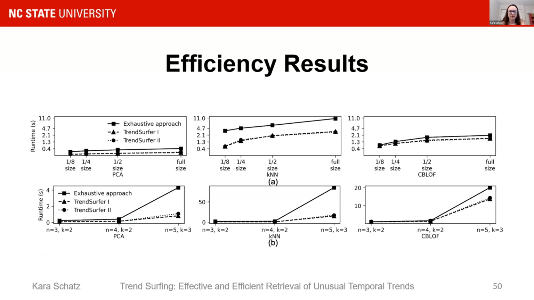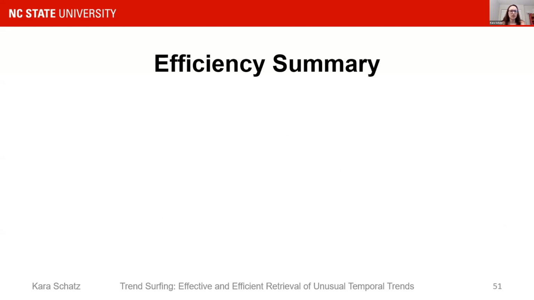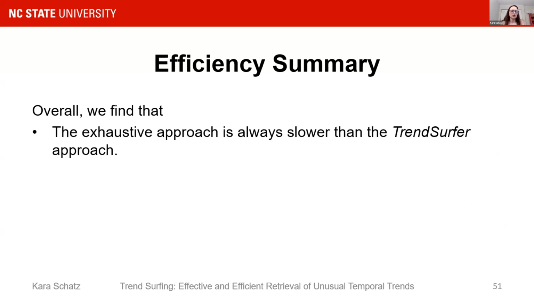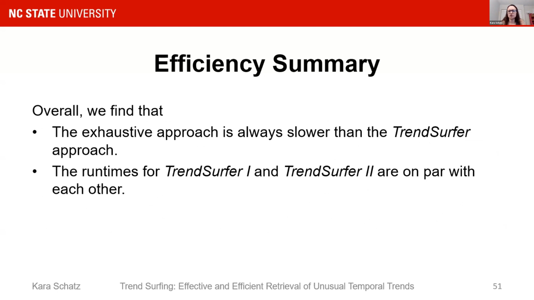Also, we point out that the runtime of trend surfer 2 is on par with that of trend surfer 1. So even though trend surfer 2 was able to outperform trend surfer 1 in terms of the effectiveness results shown earlier, it takes no more time. So overall, now we've seen that the exhaustive approach is always slower than the trend surfer approaches, and that the runtimes for trend surfer 1 and 2 are roughly the same.